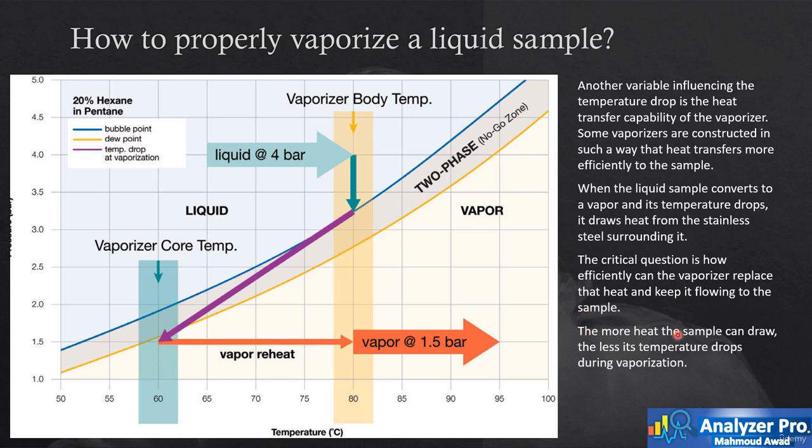The more heat the sample can draw, the less its temperature drops during vaporization. In some instances, it is possible for the vaporizer to be hot to the touch on the outside but cold at the core inside. That's because the vaporized sample is drawing lots of heat and the vaporizer cannot transfer enough heat to keep up. The best solution in this case is to reduce the flow.